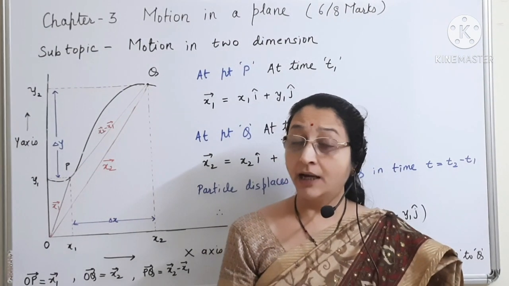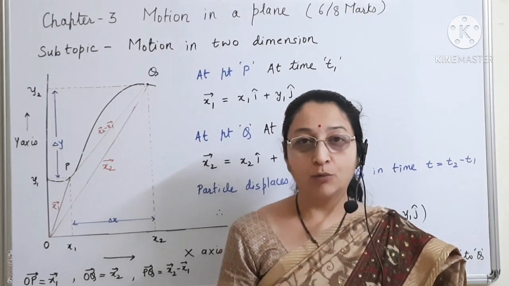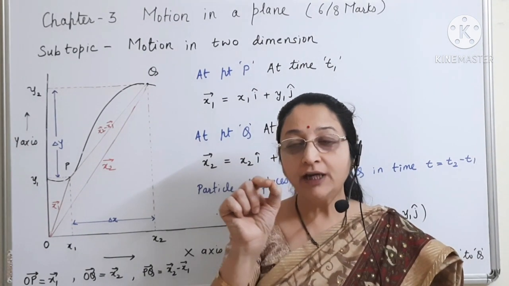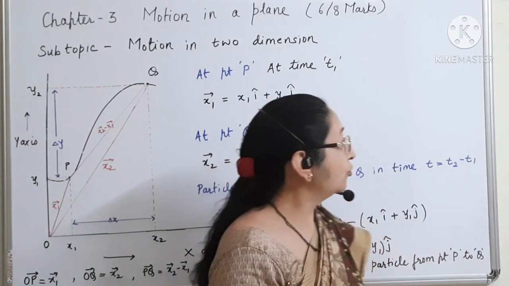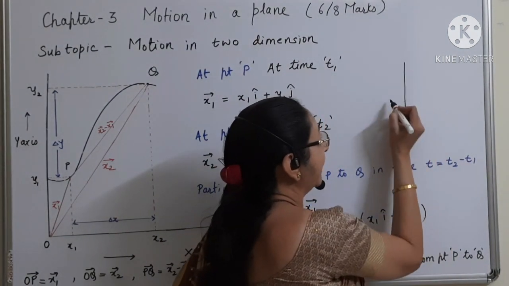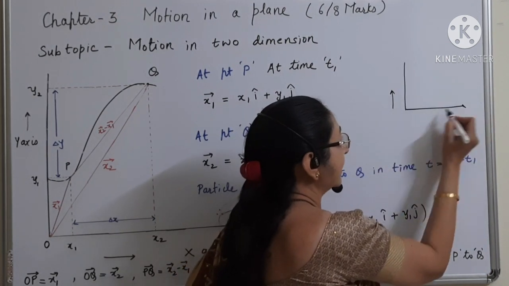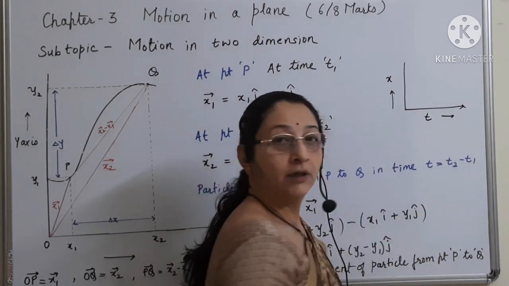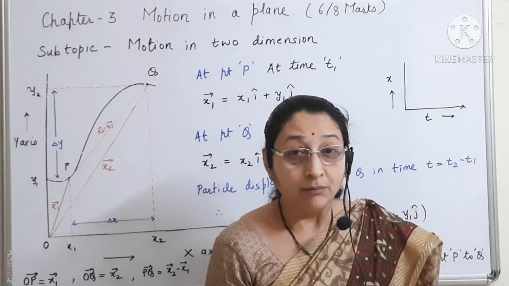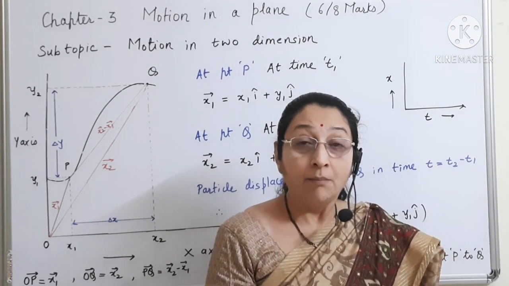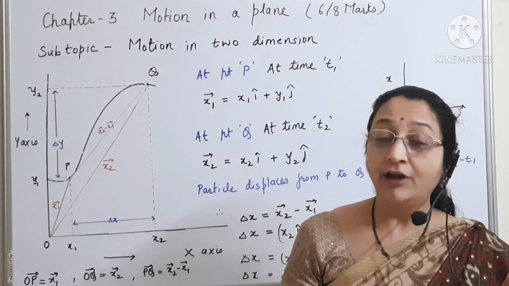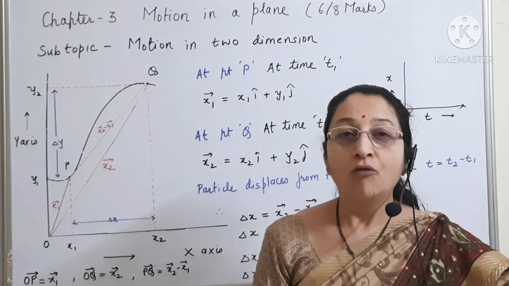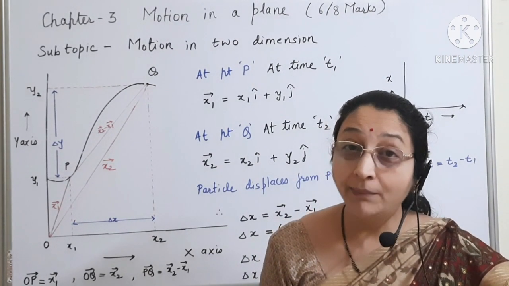Hello friends, up till now we have discussed rectilinear motion, that is a motion in a straight line. That is when a particle is moving along a straight line, and we used to denote this is the displacement and this is the time. So this is x and this is t, and we used to denote according to the time the position of the particle. But now, in this lecture, we are going to discuss the motion in two dimension. That is, when a particle is moving on a plane.